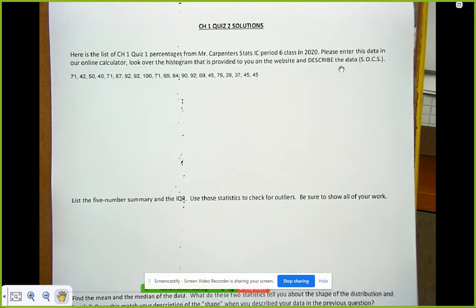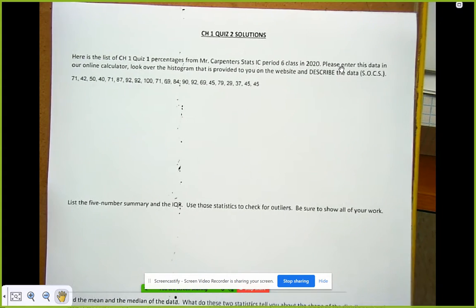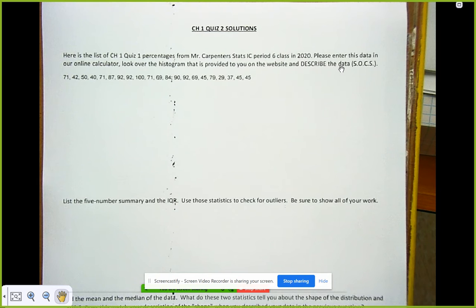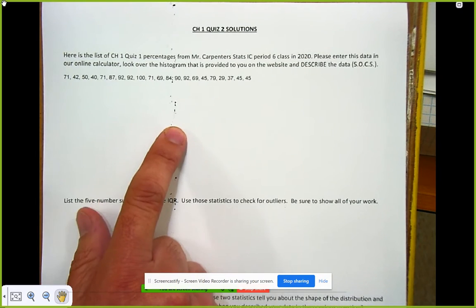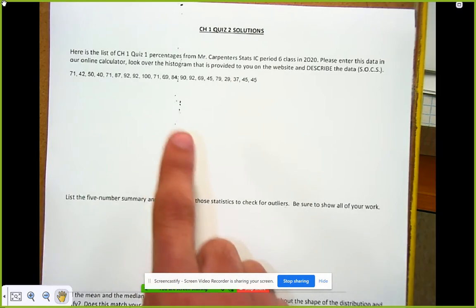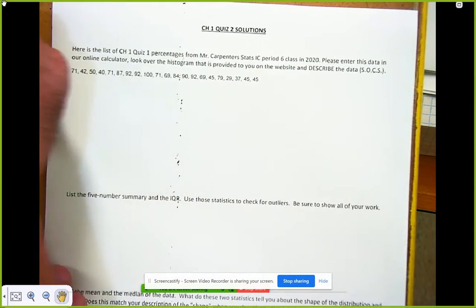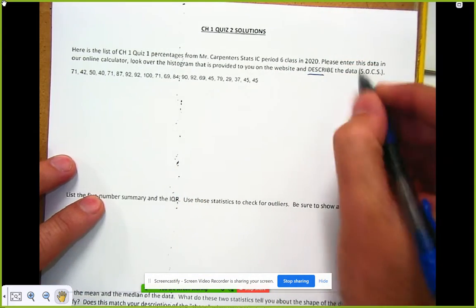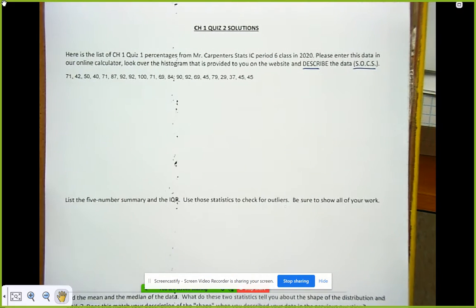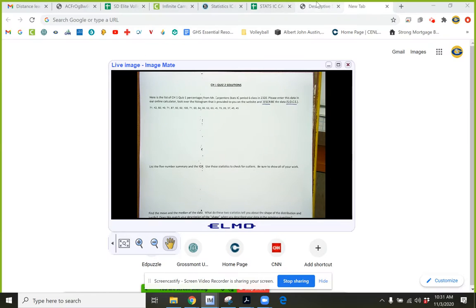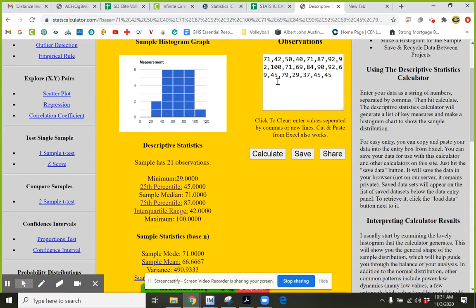Okay. So I'm going to go over the quiz, the points, everything that you should hopefully remember because it was just yesterday. Okay. So this looks a lot like the quiz review, right? This was data though from period 6, and so what you were supposed to do is describe it, and you don't have an option on how to do that. You have to use the acronym SOCS. Okay. So hopefully that's what you guys did, and if you go back to the descriptive statistics calculator here.